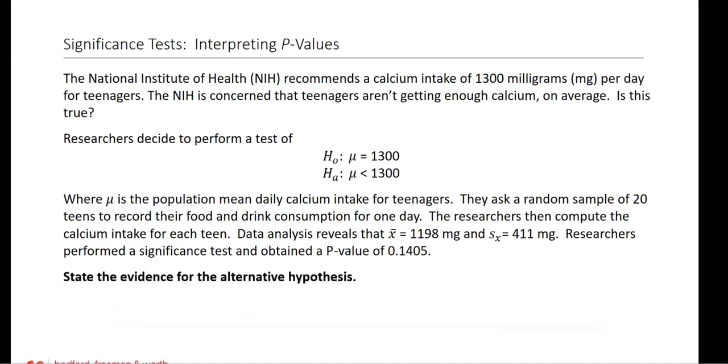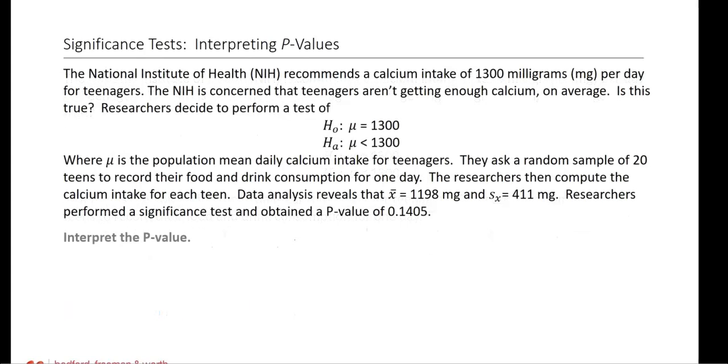State the evidence for the alternate hypothesis. The only evidence we have right now is that the sample we took of 1198 milligrams is less than 1,300, right? So the evidence for the alternate is we did take a sample that's less. Now, we'd like to get some percentages or something, well, we have a p-value. That's actually what's going to sway it or not.